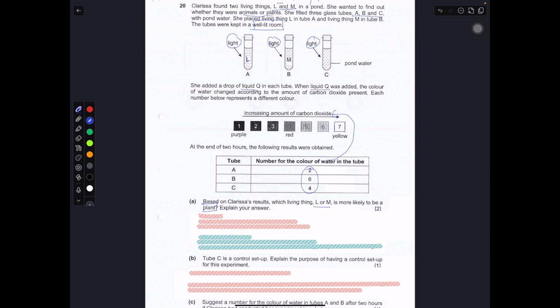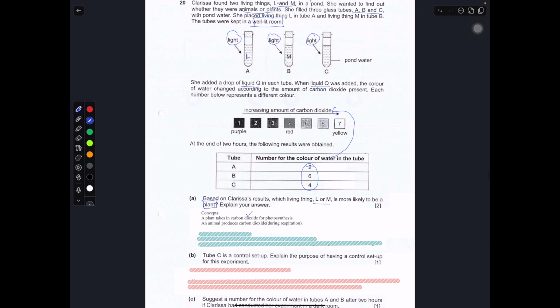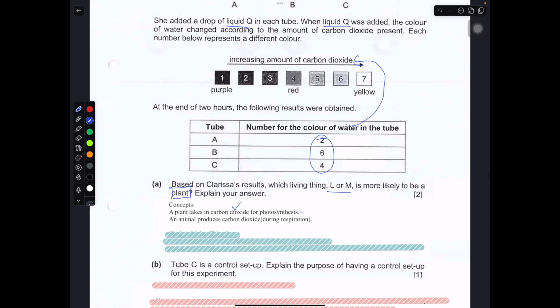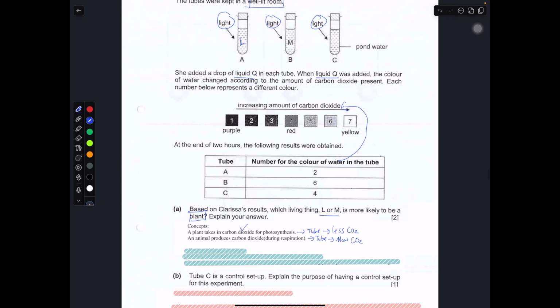Now you know that there are two living things, plant and animal. The main idea is that the plant will take in carbon dioxide for photosynthesis, and the plants will produce carbon dioxide during respiration. So when the plants take in carbon dioxide for photosynthesis, the tube will have less carbon dioxide. When the animal produces carbon dioxide, the tube will have more carbon dioxide. Now, how do you know whether more or less? You have to use the numbers now. And that is where your tube C comes in.